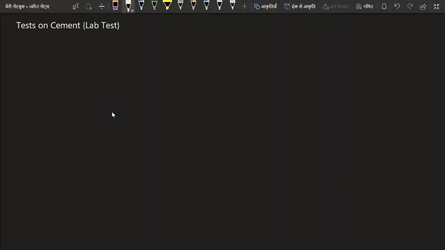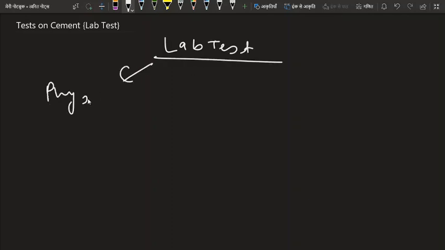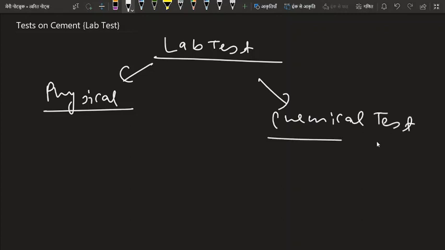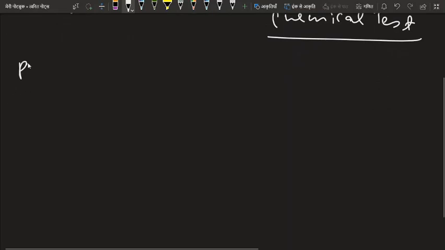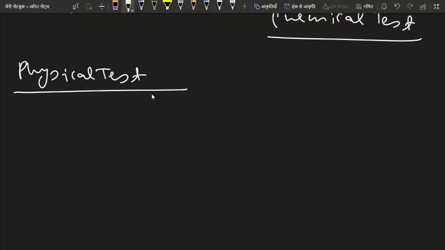Today I'm going to go through the study of lab tests of cement. The lab test contains two types of test, physical test and chemical test of cement. Today we are going to go through the physical test. The physical test of cement is done on the basis of 7 points.